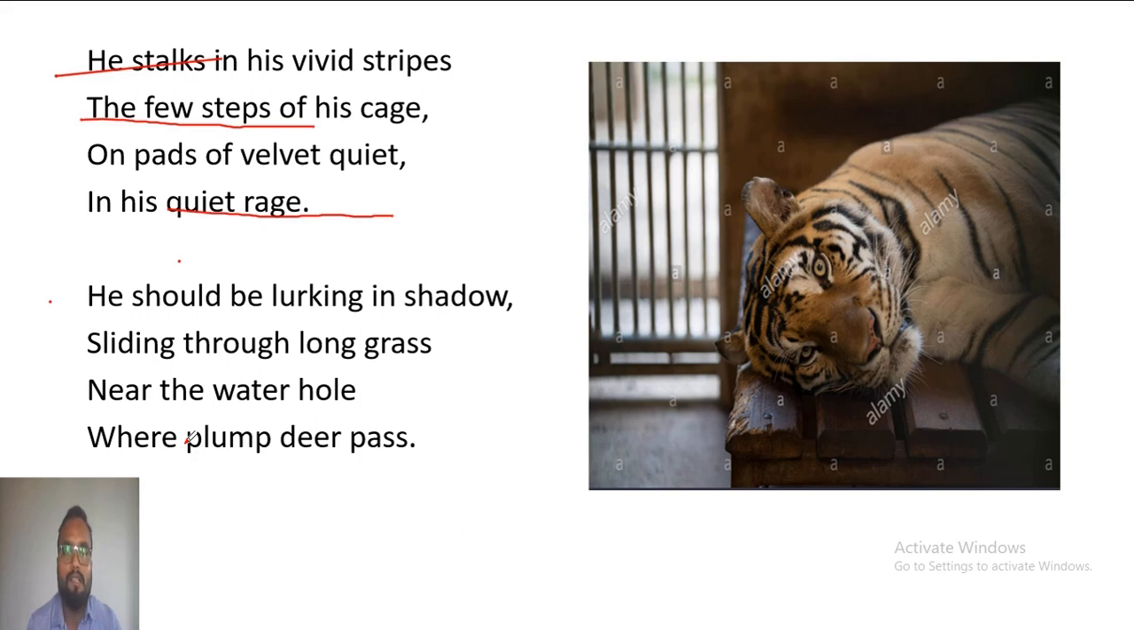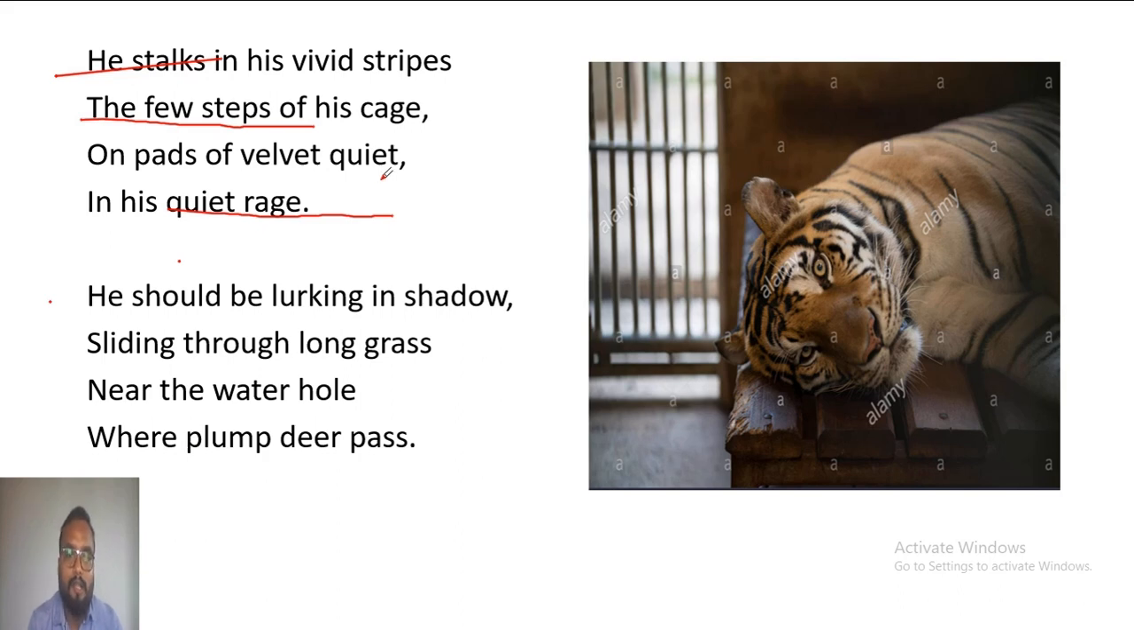But now he is in the zoo. In the last paragraph we saw that the tiger is in the zoo and therefore is unable to perform any activity. They are quite neutral. They don't even have the freedom to show their emotions.